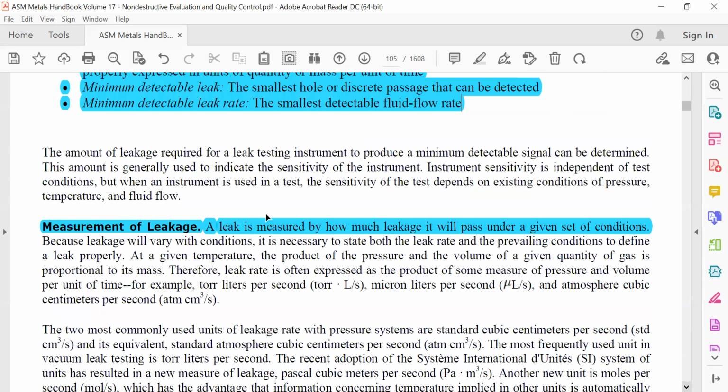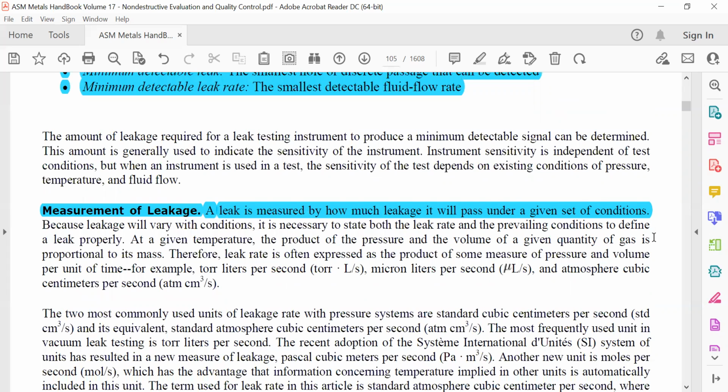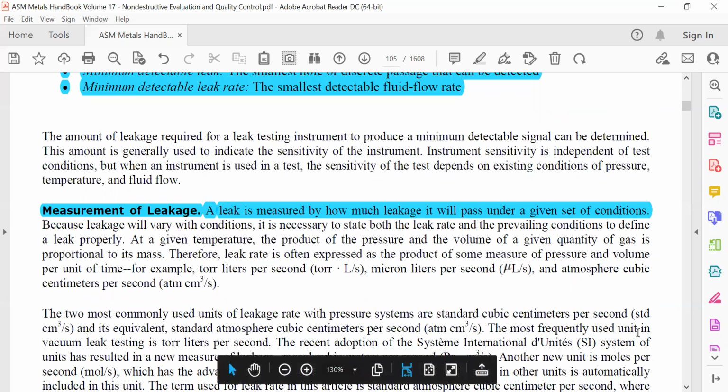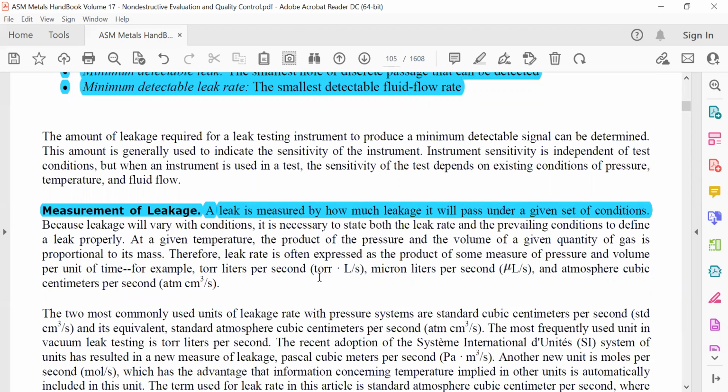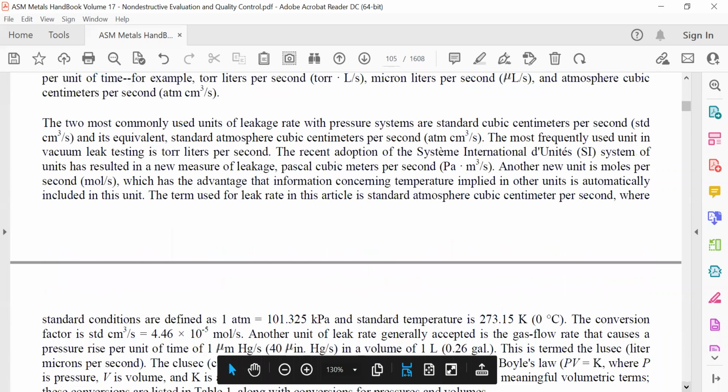Measurement of leakage: a leak is measured by how much leakage it will pass under a given set of conditions. So, liters per second, micron liters per second, atmospheric cubic centimeters per second. That is leakage rate.